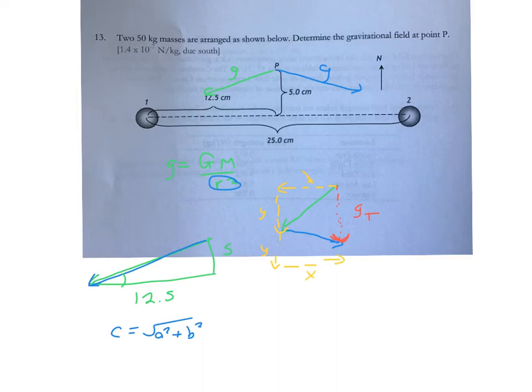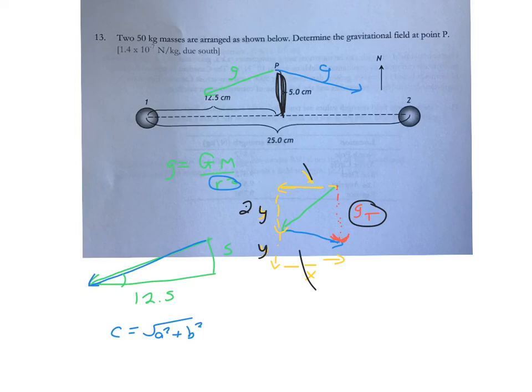Now the x components don't matter because they just cancel, right? This one's to the left, this one's to the right. Those x components cancel out. But if we know the y component, I just add those two y components together, and those y components should be the same. So whatever the vertical component is for each of these g's, 2 times that will be my total gravitational field strength. So that's kind of how to work through this question.